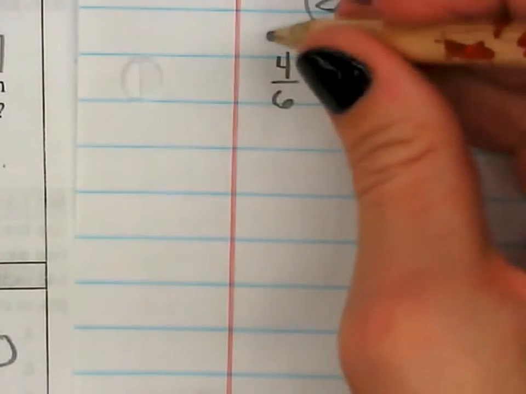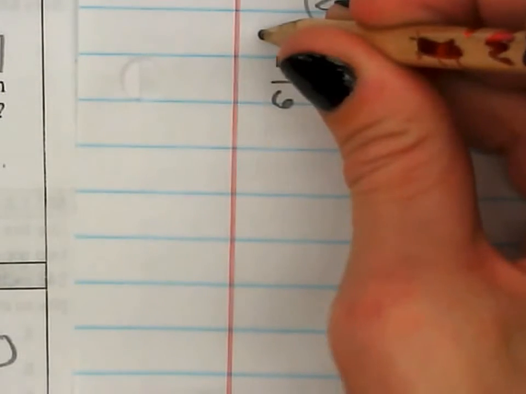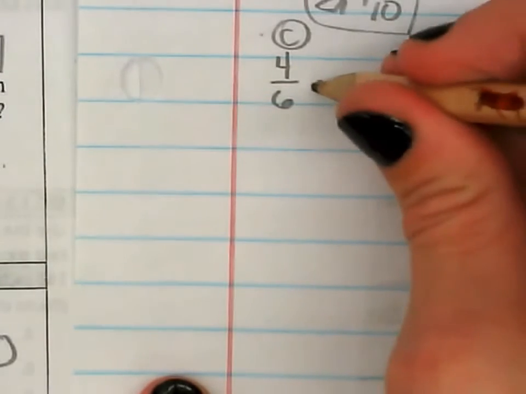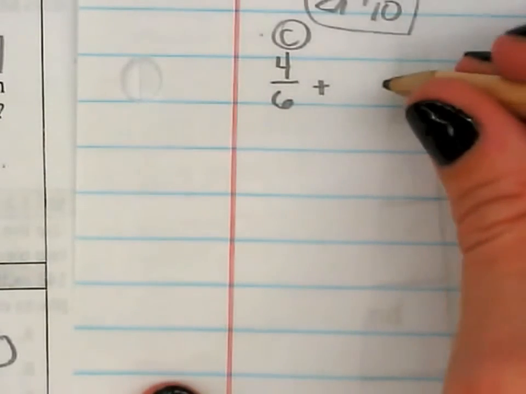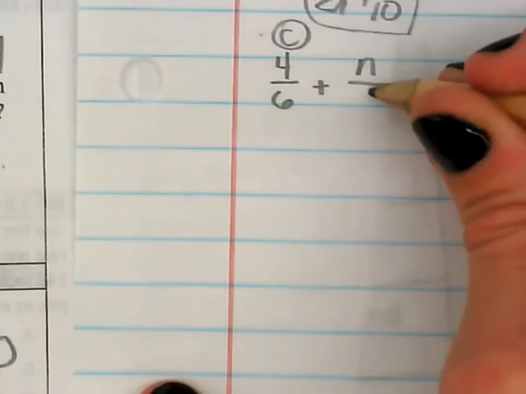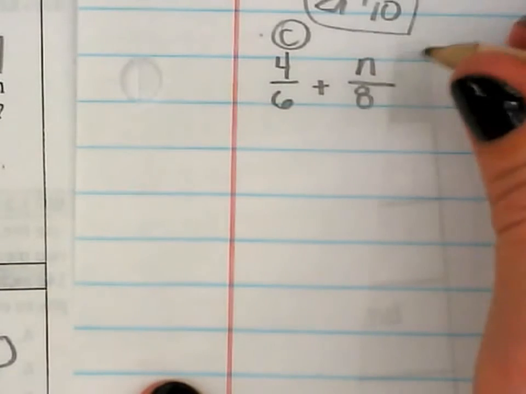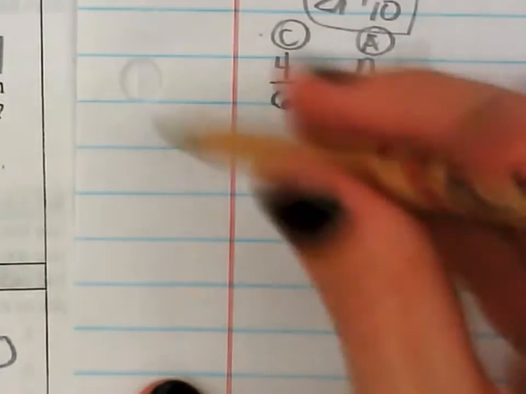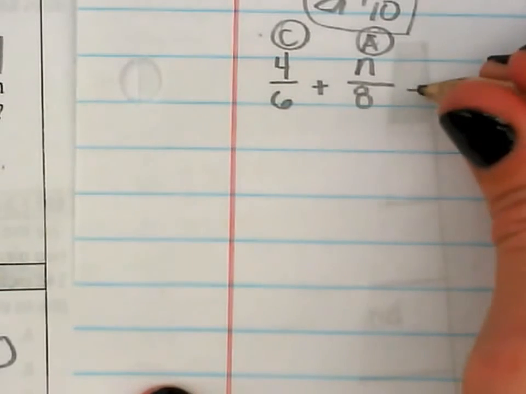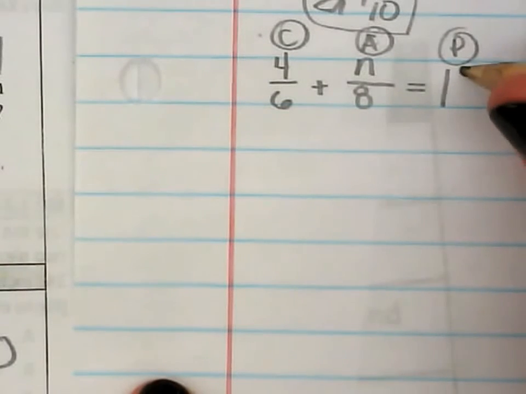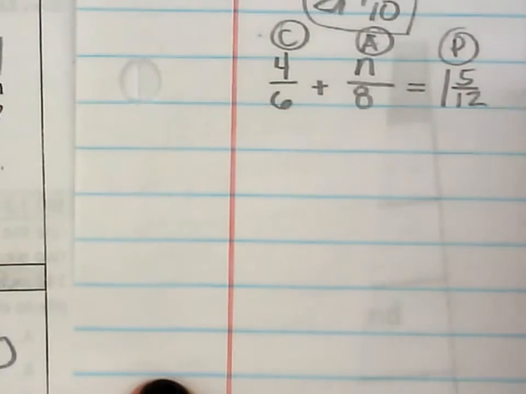She has 4/6, so I'm going to put just a C for her first name, and then plus we know that Mr. Slappy, he ate some and he had some left over, but I have no clue how much, but I do know that it was cut into 8s. So we're going to put an A for his first name, just so I can kind of sort through what's going on. And then I know that Miss Price, P for her, is getting 1 5/12 of their leftovers.